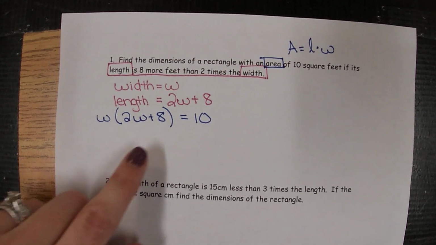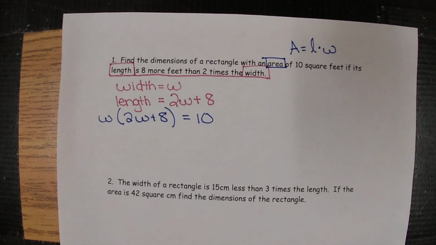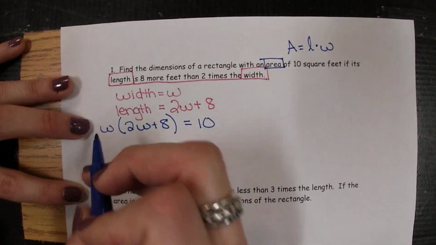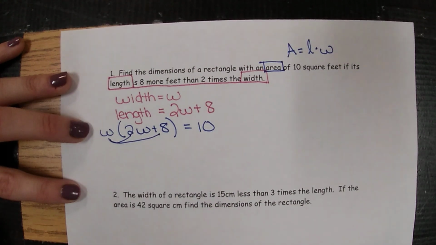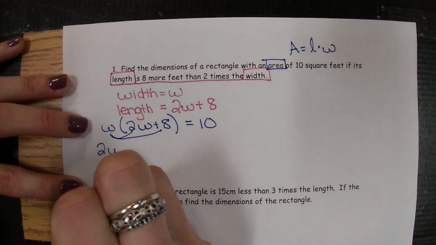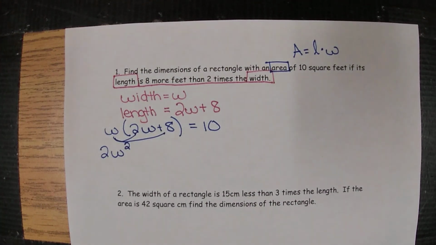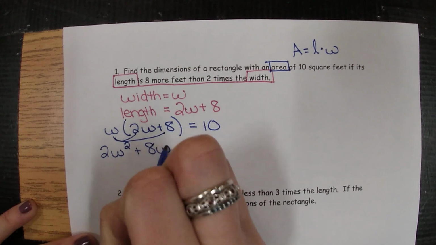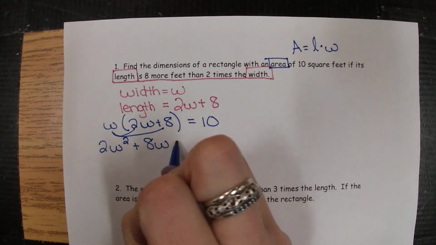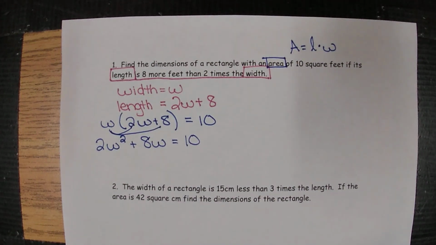So we need to get rid of these parentheses to see what type of situation we have. So to get rid of the parentheses, we'll distribute. So W times 2W is 2W squared. That's from our polynomials unit, right? We add those exponents. W plus 8 is 8W equals 10.